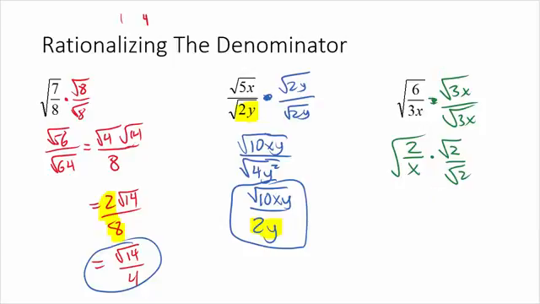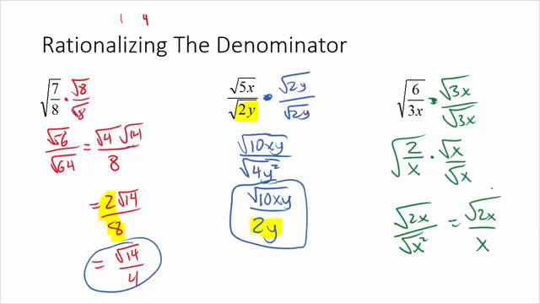Oh, sorry, I lied. Root x over root x. My fault. Let me fix that. So root x over root x. And then when I do that, I'm going to have the square root of 2x over the square root of x squared. And notice that my radical is gone from the bottom.